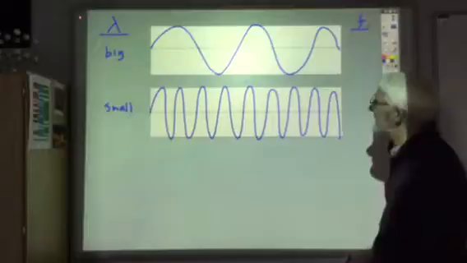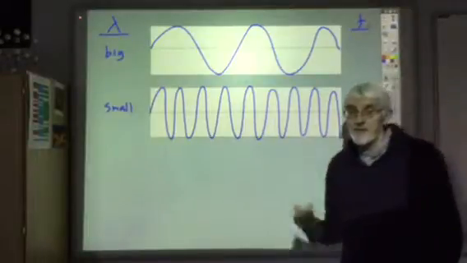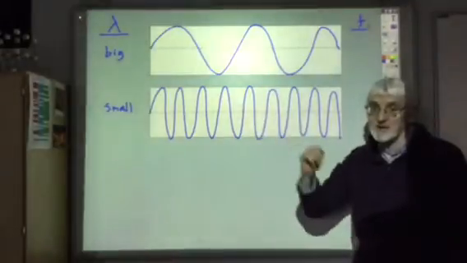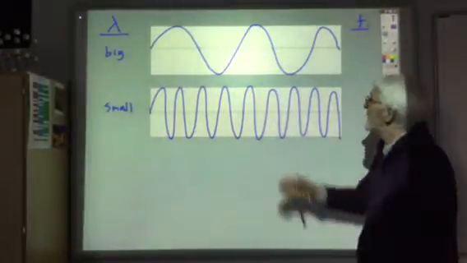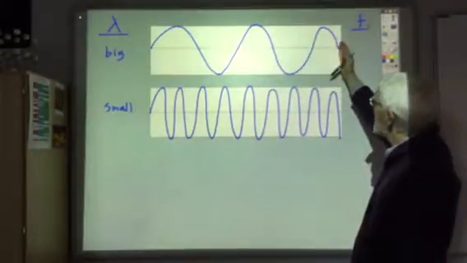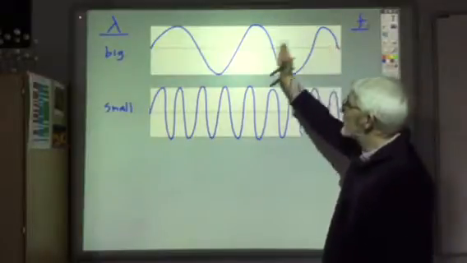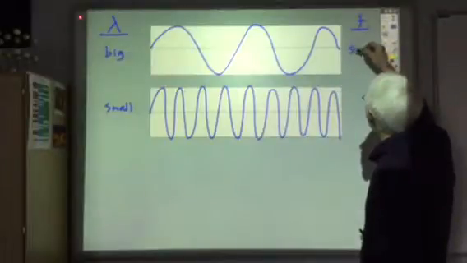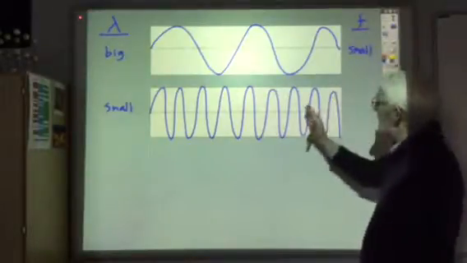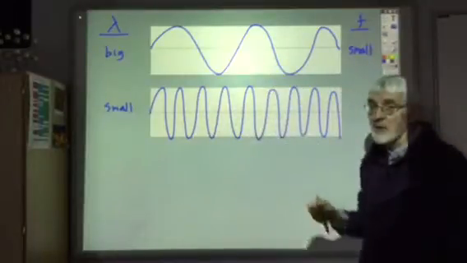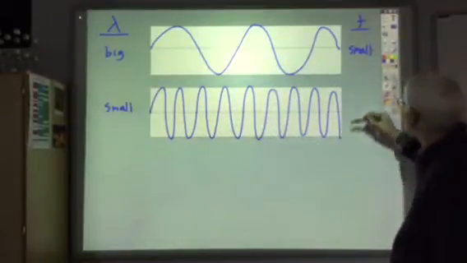If you look at the frequency, now imagine these are both different forms of electromagnetic radiation, so both the waves travel at the same speed, speed of light. Because this top one has got a long wavelength, in some given unit of time, the number of complete waves that are going to pass a fixed point is going to be relatively small. Whereas if this wave's travelling at the same speed as this one, far more complete waves will pass a fixed point in a fixed unit of time.